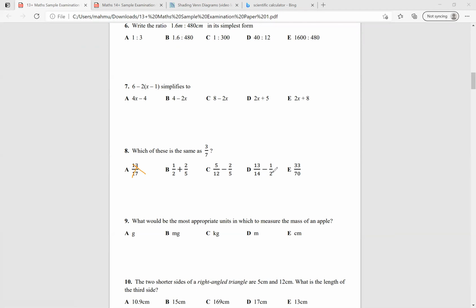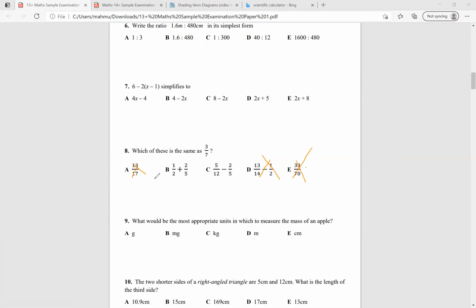5 over 2, you need to make this the same. I could make this 14, times it by 7. So 13 minus 7, what's 13 minus 7? That gives me 8, is it? 13 minus 7 is 6. So 6 plus 7 is 13. Yes, so that's out of the way. 33, can I divide this by 10? And divide this by 10, that will give me that. No, that will give me 3.3, so that won't give me the answer. So it's one of those two.